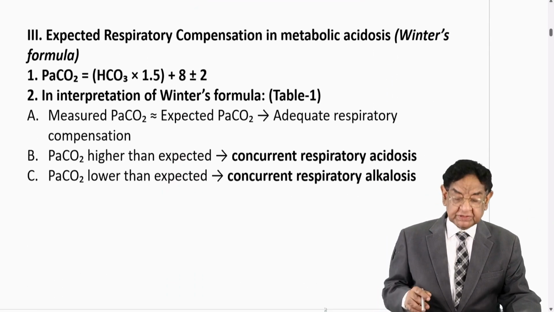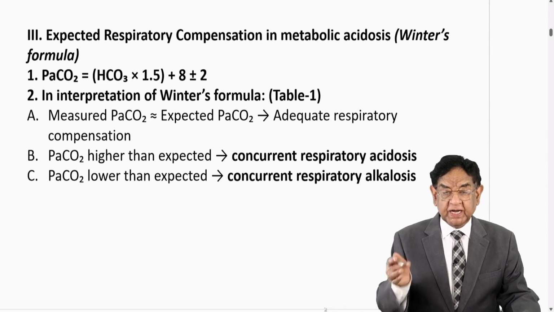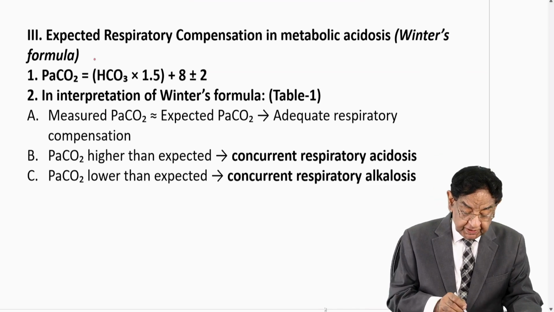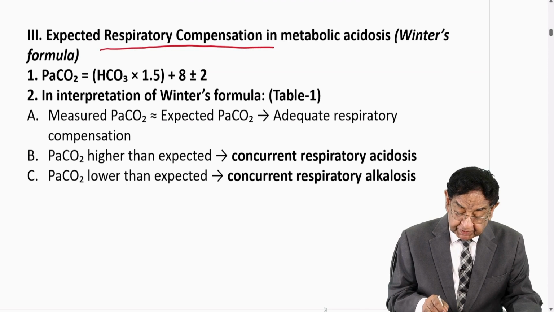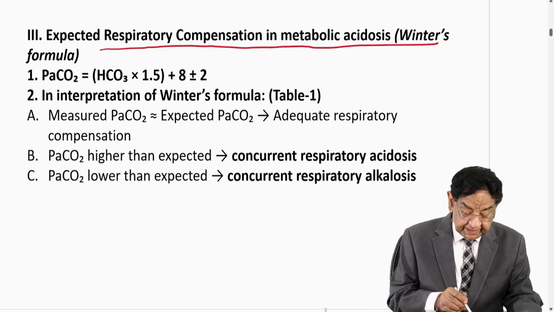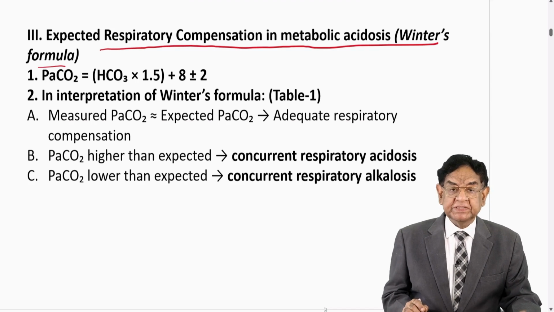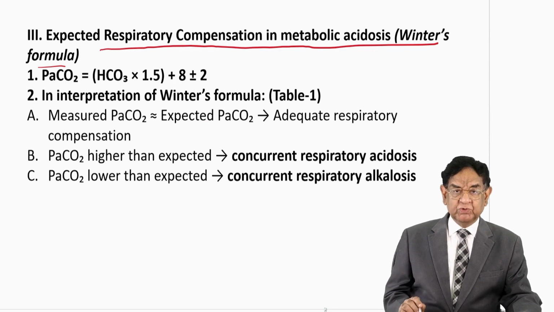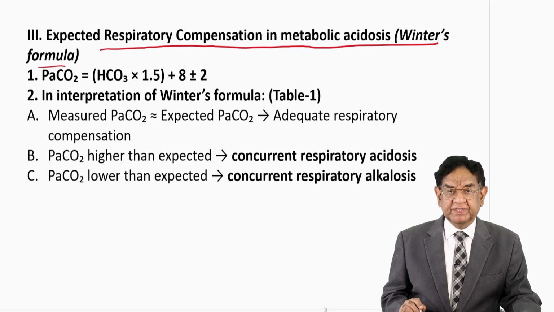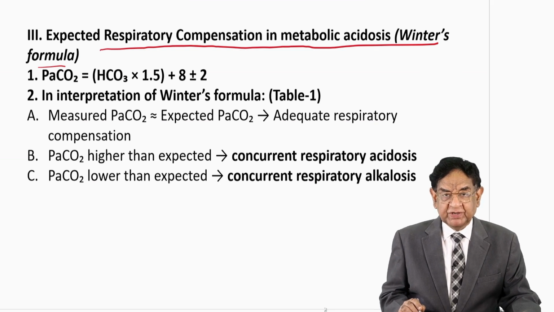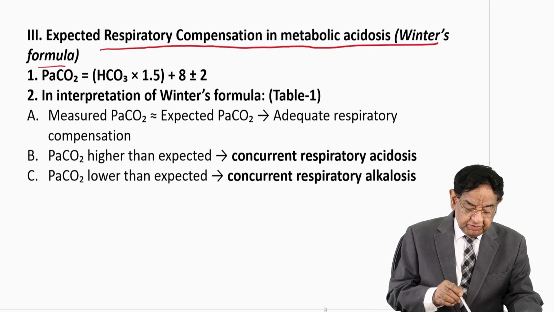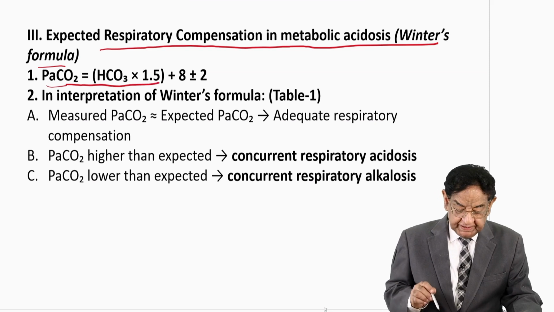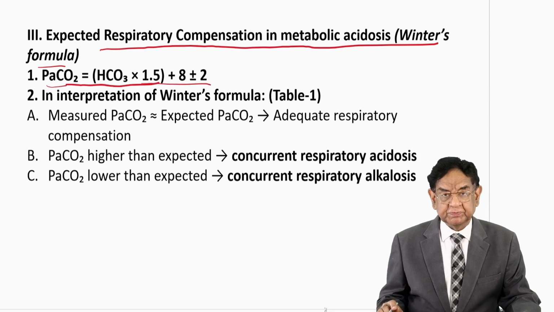Now we know the CO2 will fall as CO2 is going out. But how much? That we calculate by Winter formula. So the expected respiratory compensation of metabolic acidosis, we calculate by Winter formula. This is the most important part of metabolic acidosis. So this slide, I'll go slow. I'd like to explain everything so that you never forget in your exam. Expected PaCO2 is bicarb multiplied by 1.5 plus 8, plus or minus 2.